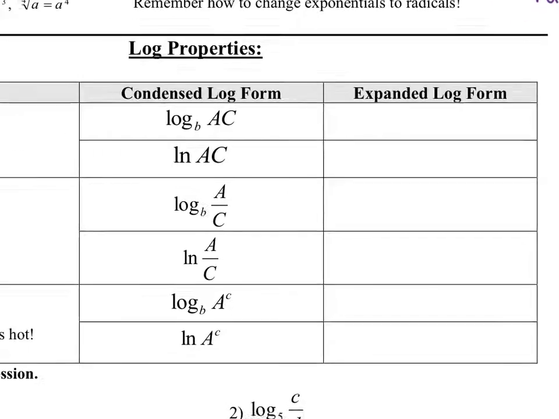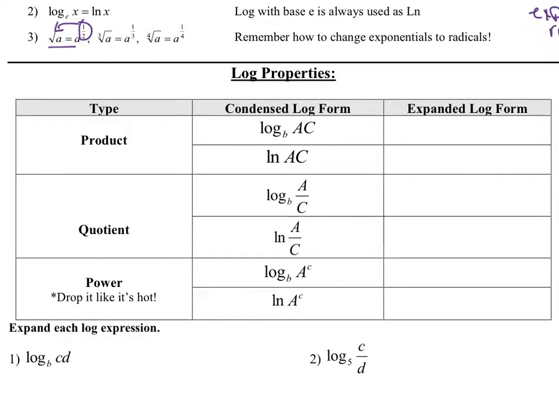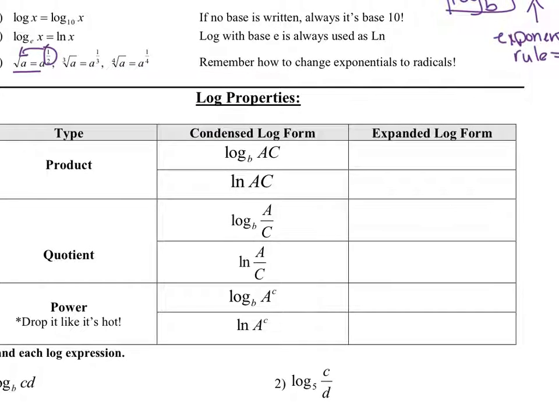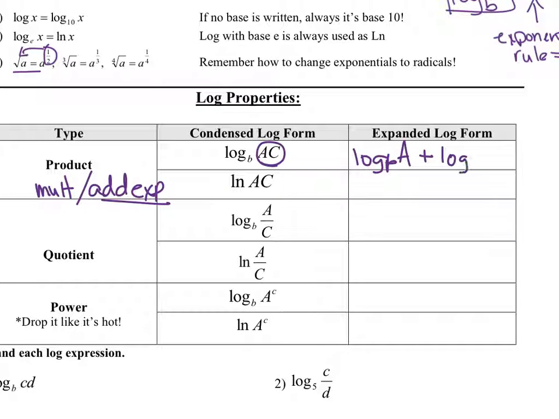All right, just as a reminder of what our exponent rules are, we're going to translate them to log rules. The product rule: when you multiply bases, you add the exponents. So the exponents are the two things, log base b of a and log base b of c. Notice we're adding them together because we multiplied them. So ln of a plus ln of c. That's the expanded version.